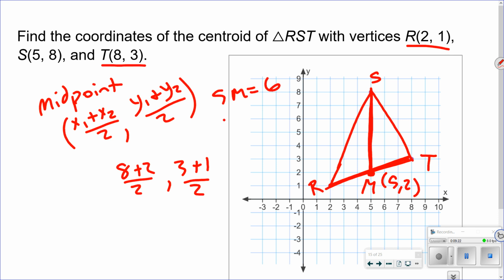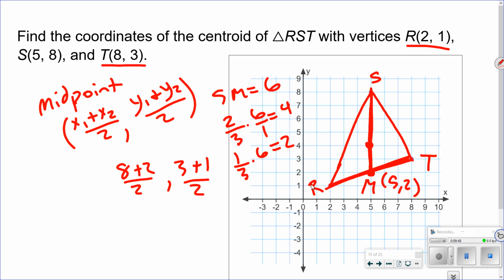So if I find 2/3 of that, what is 2/3 of 6? Let's multiply. 2 times 6 is 12, divided by 3 is 4. Right, 6 over 1. That means the other one, 1/3 of 6. 1 times 6 is 6, divided by 3 is 2. So I know my segments have to be 4 and 2. So I'm going to come down here. I'm going to count down 4 and then count down 2.